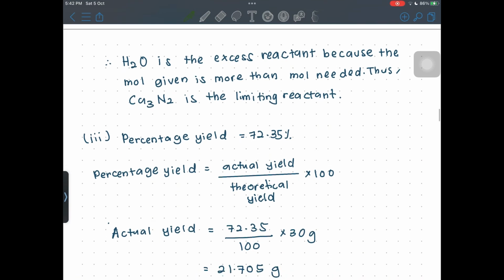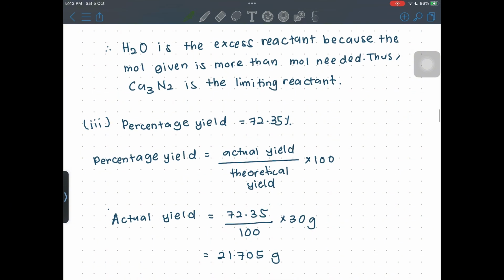The last Roman, calculate the actual yield. So the percentage yield given is 72.35%. So percentage yield is equal to actual yield over theoretical yield times 100. So actual yield can be obtained by 72.35 over 100 times 30 gram. So we'll get the actual yield is 21.705 gram.